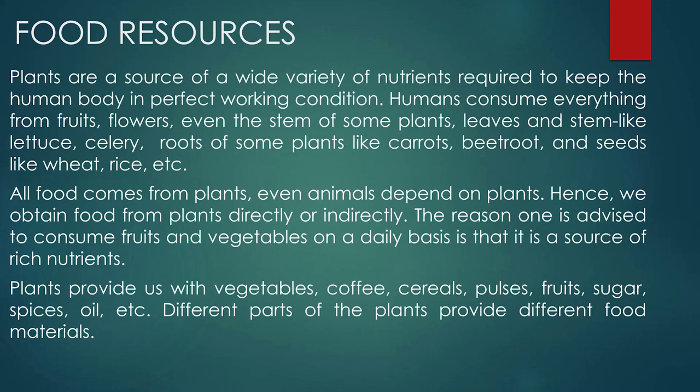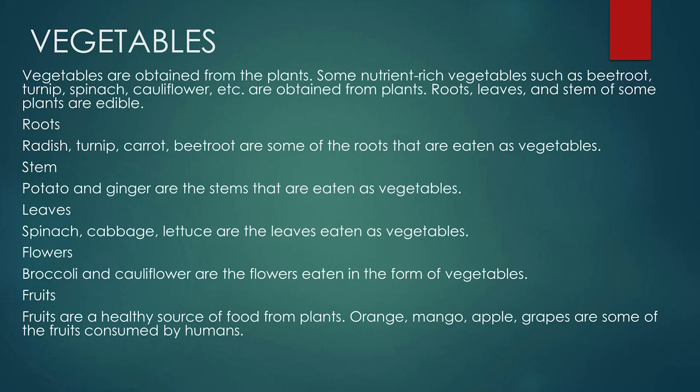The reason one is advised to consume fruits and vegetables on a daily basis is that it is a source of rich nutrients. So, food resources we get only from forests, only from nature, only from a good environment. So, for the betterment of human survival, we need good food every day. See, coconut is a good food. Fruits, good food. Plants, good food. Vegetables. How do we get vegetables? Only through plants. So, vegetables are obtained from the plants.